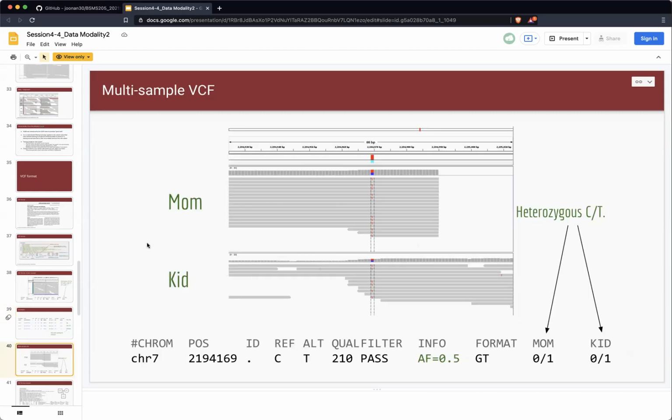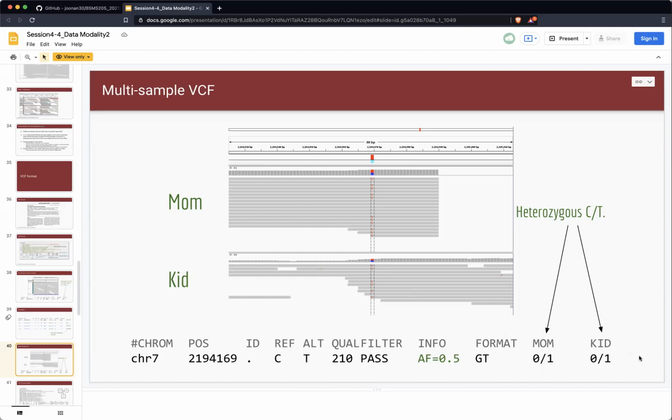So back to this screenshot. In the VCF file, you can represent the genotype from a single sample, but you can also put multiple samples, right? So here you put two samples, right? Your first sample is mom and the second sample is the kid, and both samples have the heterozygous genotype. So you put 0/1, 0/1, right? If you have another sample, then you add that column and put the genotypes there. And if you have 100 samples, you put 100 columns, then you put the genotypes, right?